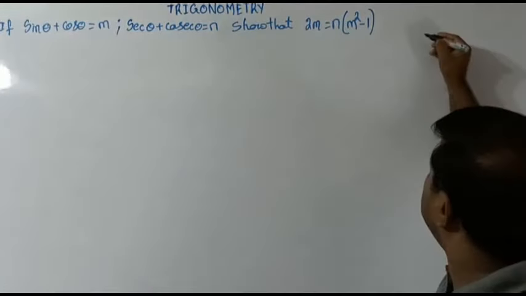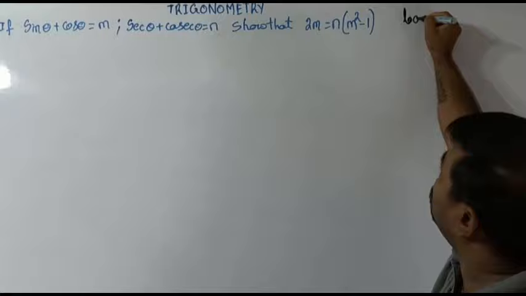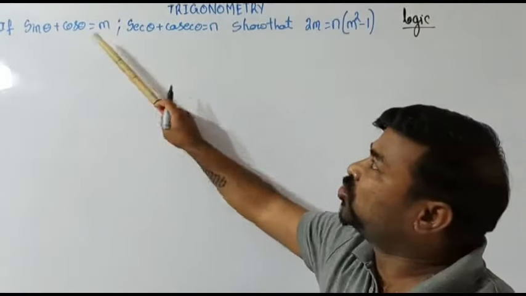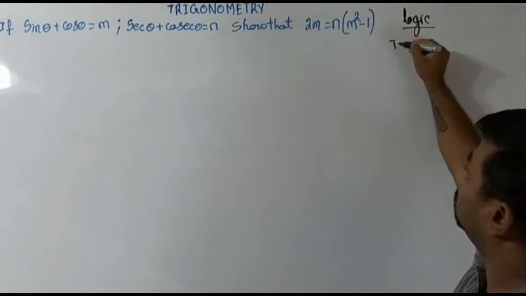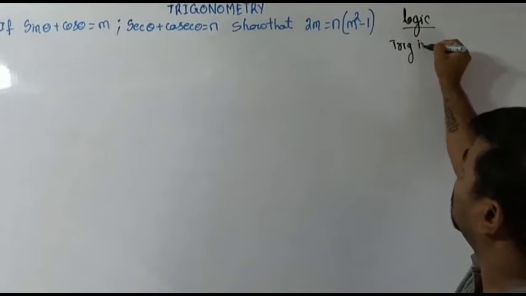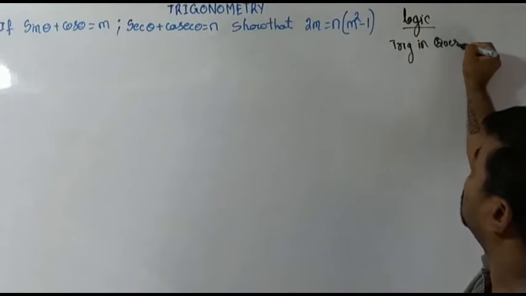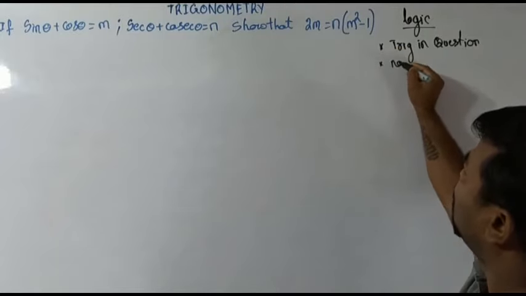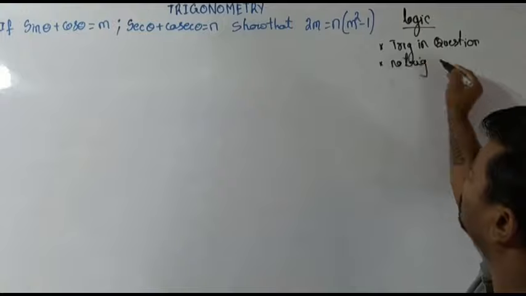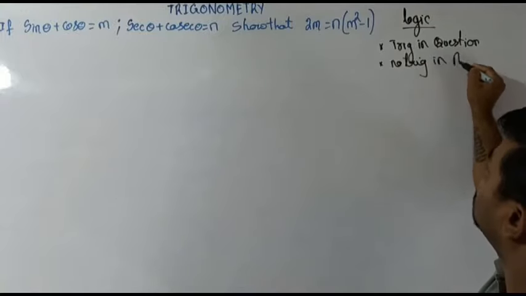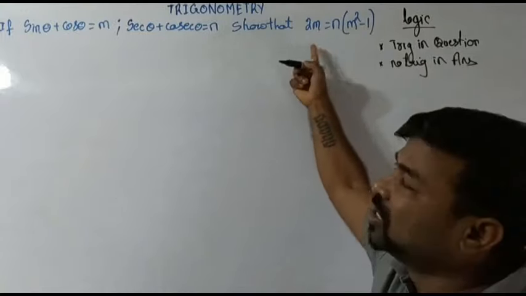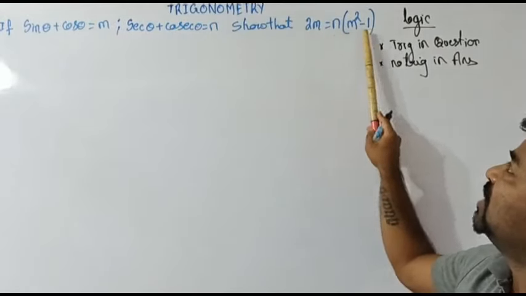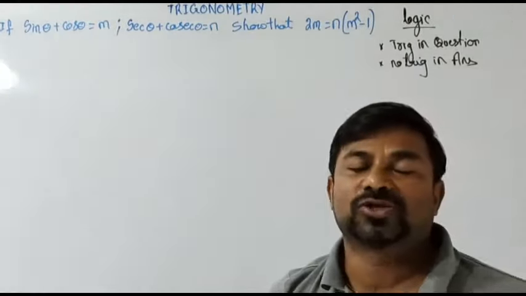So while thinking in that way, what is the way you are supposed to think? Let me recall that for you. We have trig in the question. Point 1, you have to remember that: no trig in the answer. So we have all the trig here in the question, whereas we don't have any trig in the answer. Point 1, that has to be noted.